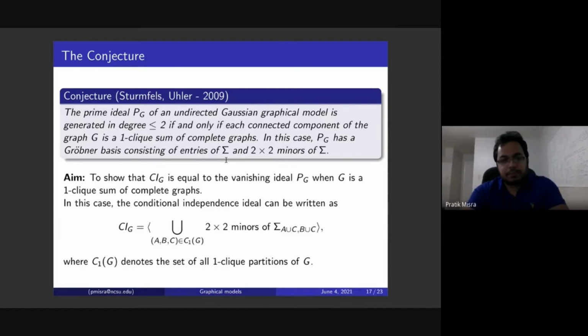So in order to prove this conjecture, our aim was to first show that the conditional independence ideal is equal to the vanishing ideal when G is actually a one-click sum of complete graphs. The reason was, in the case when G is a one-click sum, the conditional independence ideal can be written as the 2 cross 2 minors of sigma A union C, B union C, where we take the union over all the possible one-click partitions of the graph G. Now, if we could show that the vanishing ideal and the conditional independence ideal are the same in this case, then that would basically prove the conjecture that we have.